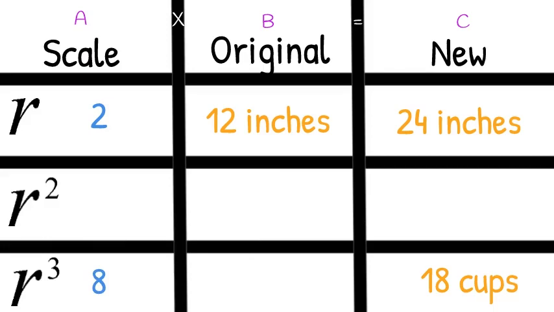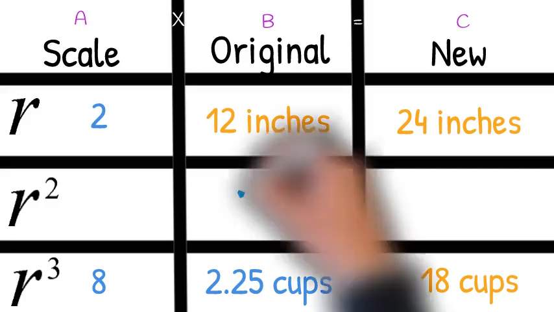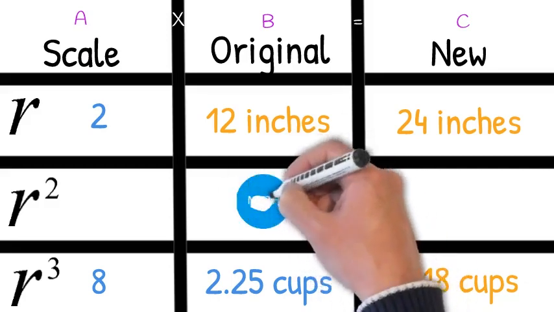Once we have that, then all we need to do is take 18 cups divided by 8 and get 2.25 cups. And that's because column A times column B is equal to column C. And remember, A times B equals C means that B equals C divided by A. If you have trouble finding the cubed, on the very next page, we're going to show you how to do cubes and cube roots and squares and square roots.